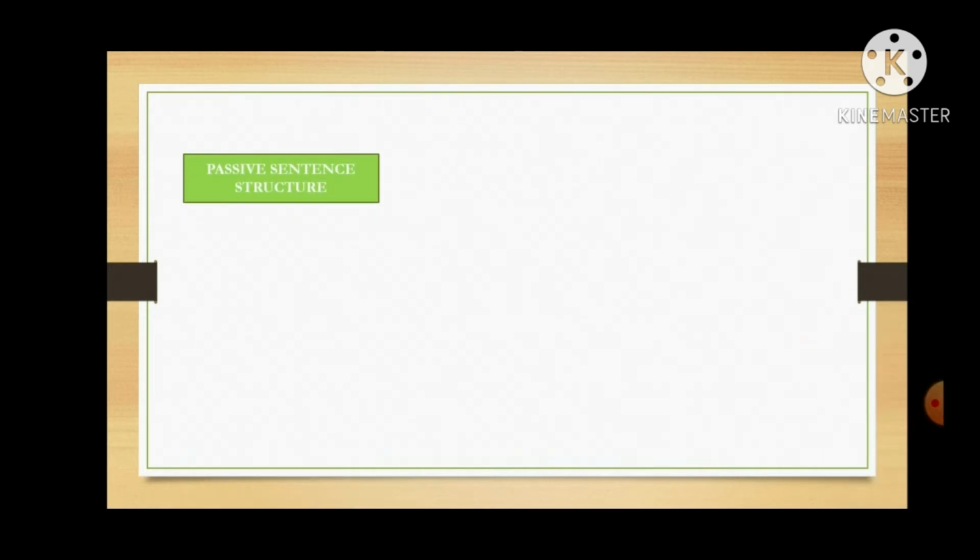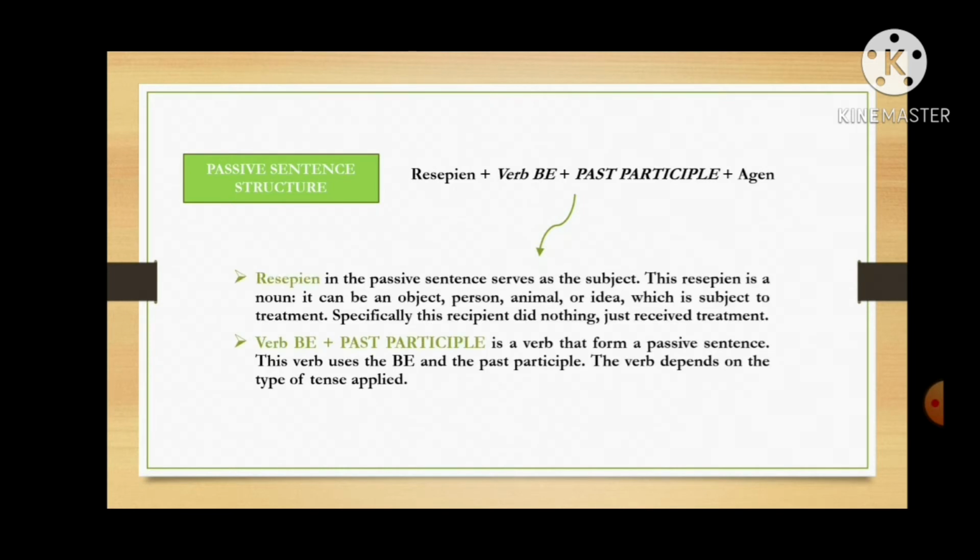Passive sentence structure. Passive sentence structure, that is recipient, verb be, past participle, and agent. Recipient in the passive sentence serves as the subject. This recipient is a noun. It can be an object, person, animal, or idea, which is subject to treatment. Specifically, this recipient did nothing, just received treatment.